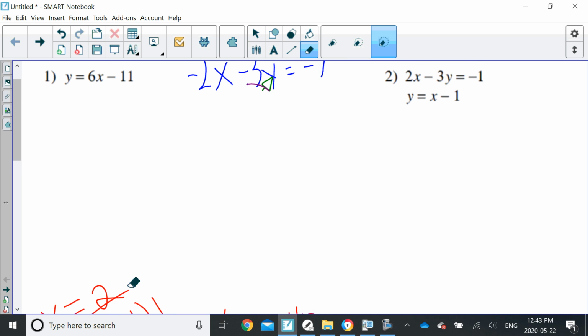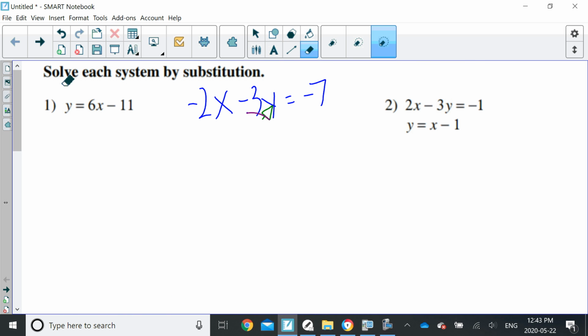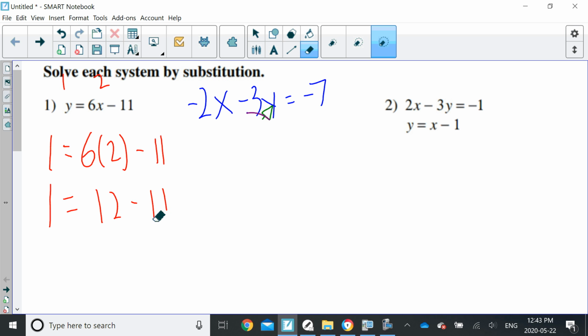X is 2, y is 1. So y is 1 and x is 2. So let's see. 1 is equal to 6 times 2 minus 11. 1 is equal to 12 minus 11. 1 is equal to 1. It verifies, left-hand side equals right-hand side. So these two numbers are equal, put a check mark, and it verifies. So I could say left-hand side equals right-hand side, and you write that for me on your test.